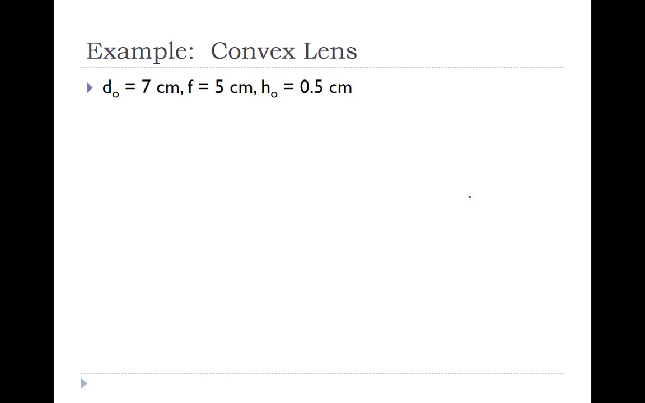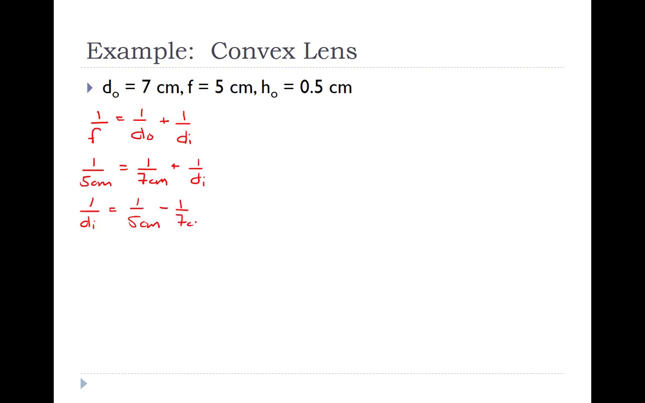Now, a similar calculation for a convex lens. So 1 over the focal length is 1 over the object distance plus 1 over the image distance. In this case, our object distance is 7 centimeters, the focal length is 5 centimeters, and the object height is 0.5 centimeters. So I can plug in that F is 5 centimeters, DO is 7 centimeters. If I now rearrange, 1 over DI is 1 over 5 centimeters minus 1 over 7 centimeters.